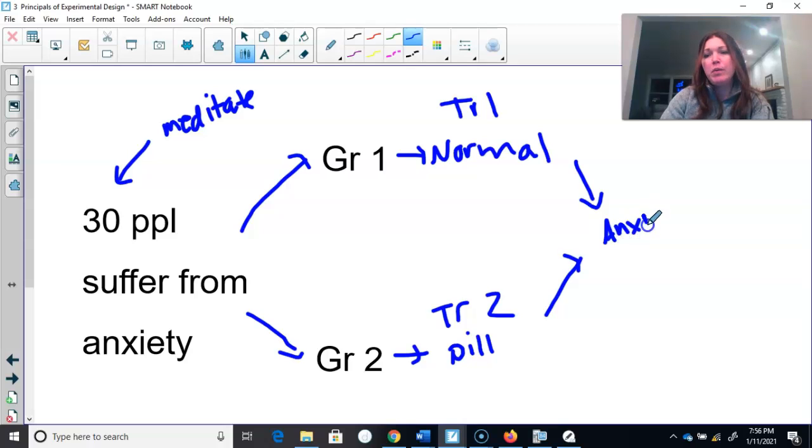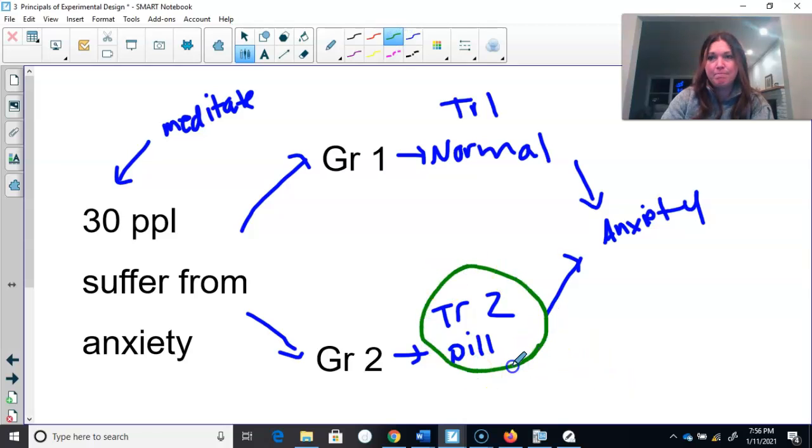Now, the issue with this is, let's say that treatment 2 had more significant results. All of a sudden, though, we don't know. Did treatment 2 have more significant results because they were taking medicine and that automatically made them feel better? That's that lurking variable right there of that placebo effect, okay?